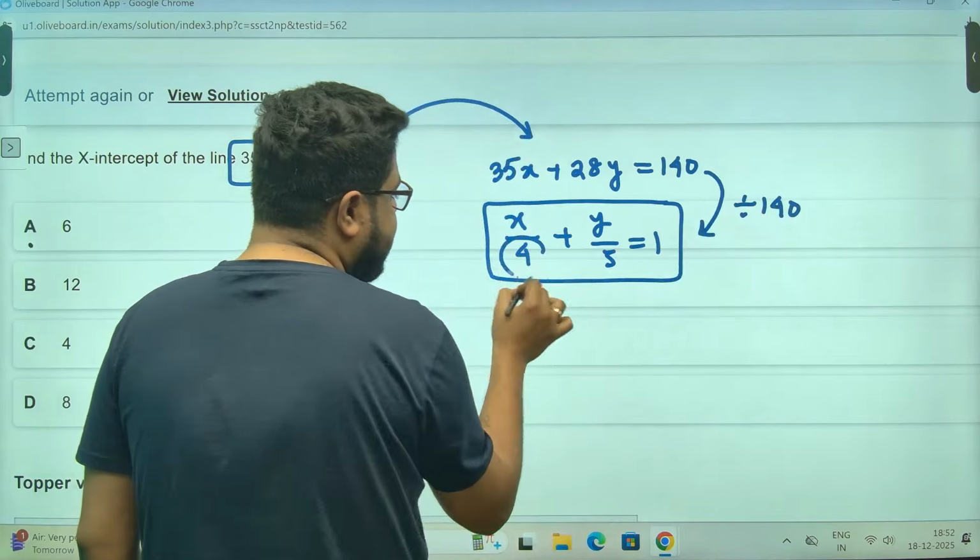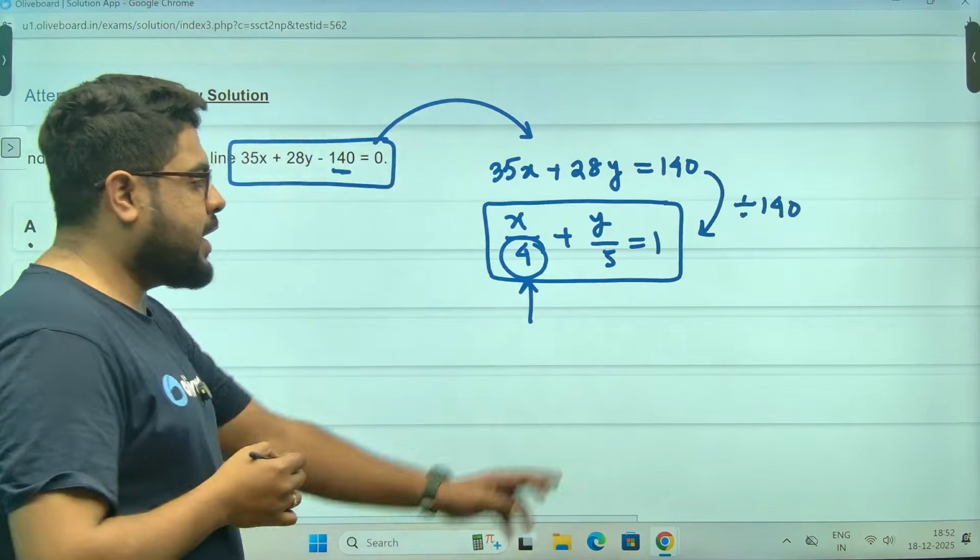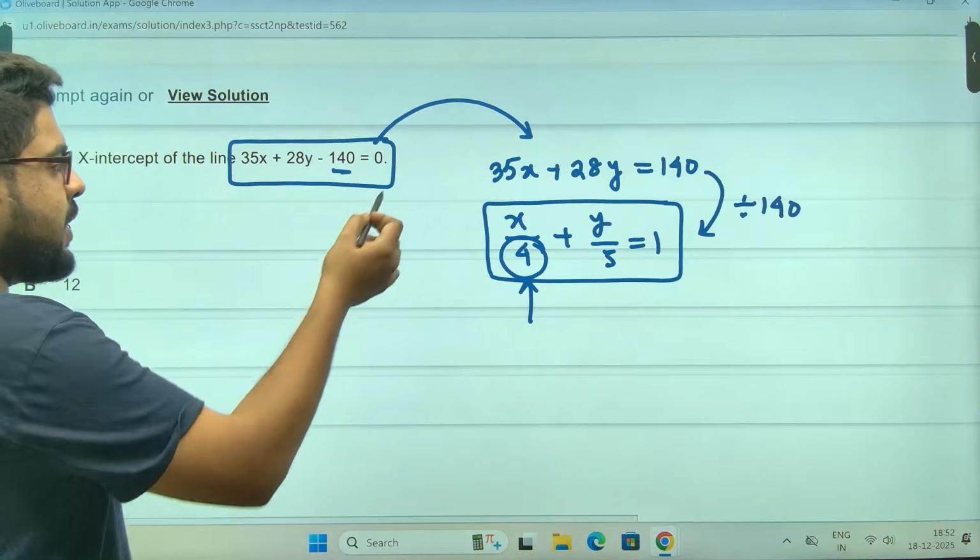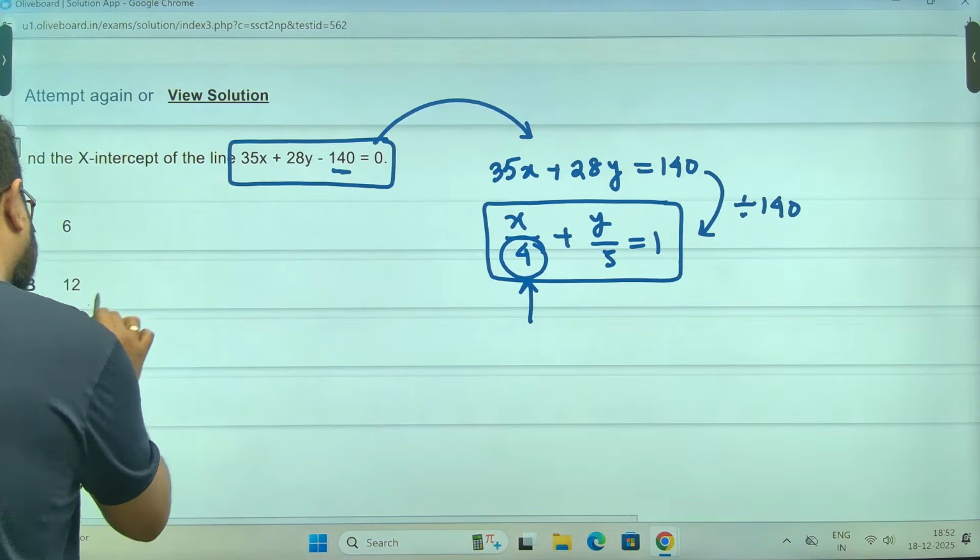Whatever is under x, that's your x-intercept. Whatever is under y, that is your y-intercept. This is called intercept form. So C is your correct answer.